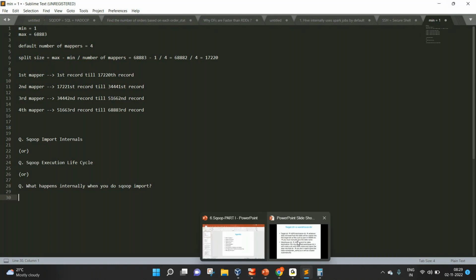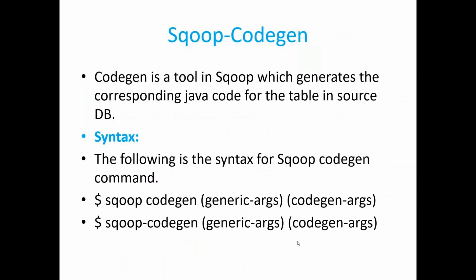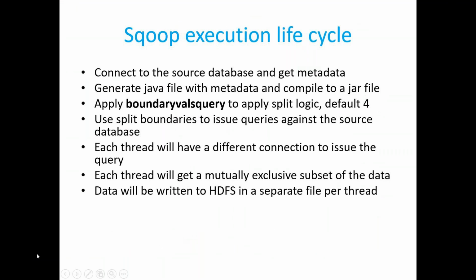So now I have noted all the points here. Let me go back there. You can see that here, right? So look at the first point. With respect to the Sqoop execution lifecycle, the first point is it will try to connect to the source database and then it will try to get the metadata information. So basically, trying to get one sample record. Based on that sample record, it's going to generate the Java file, and then that Java file is compiled to generate a jar file.